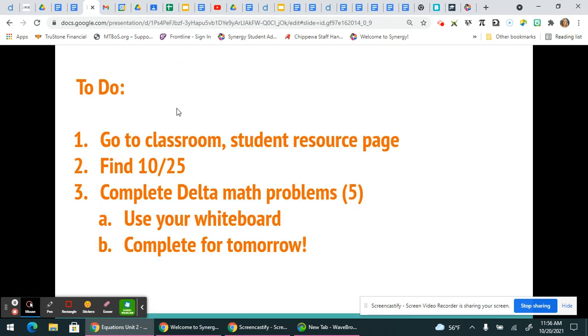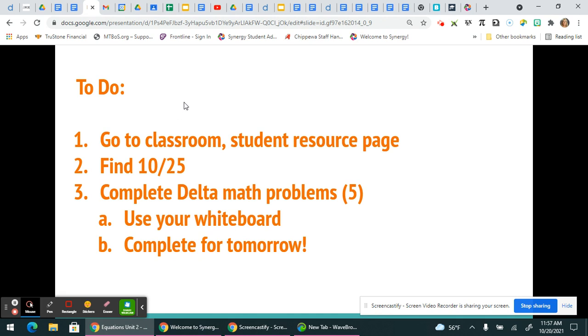So what you're going to do is you're going to go to Classroom, and you're going to find the student resource page. The student resource page has dates, and you're going to find today's date, which is October 25th. There is a Delta link waiting for you. There it is. So the Delta link is ready to go. You're going to use your whiteboard, and you have 5 problems to complete for tomorrow.